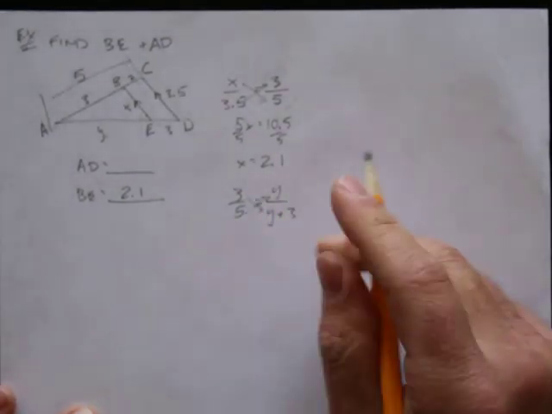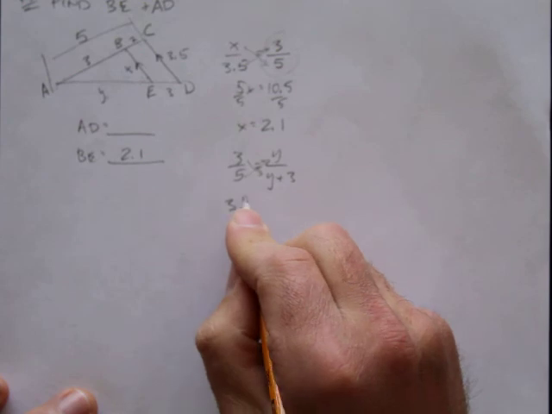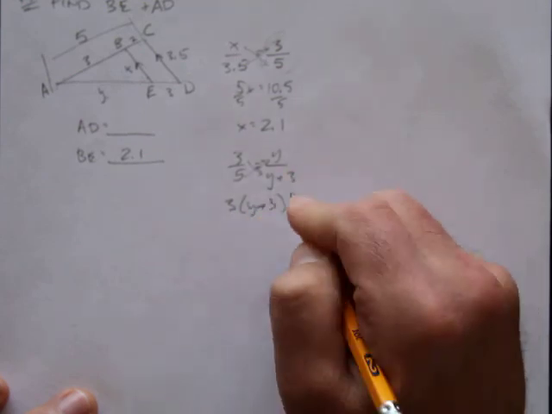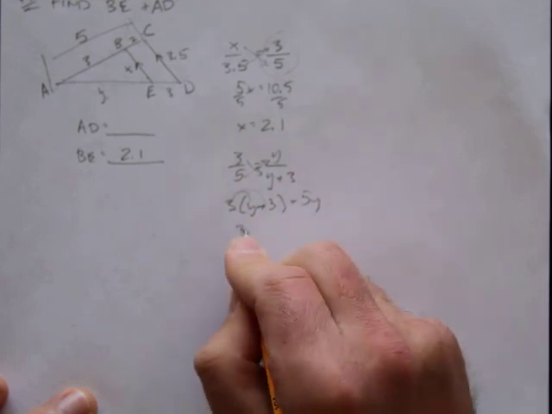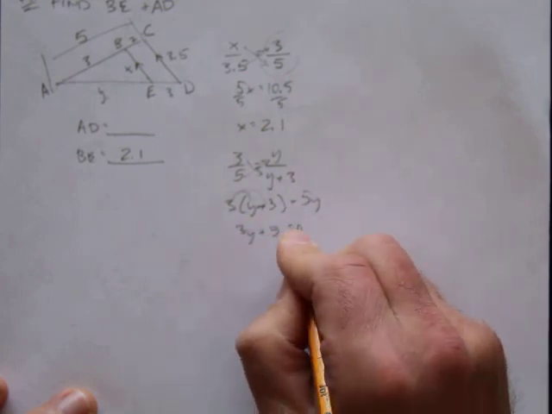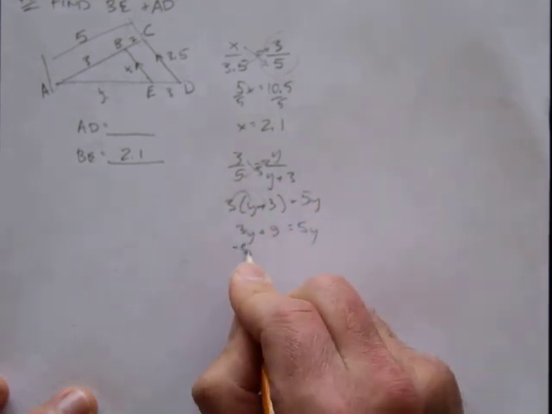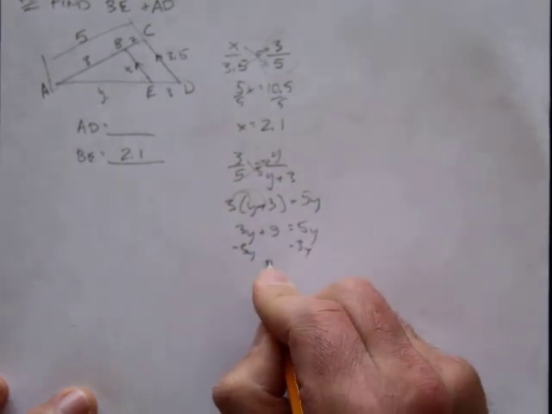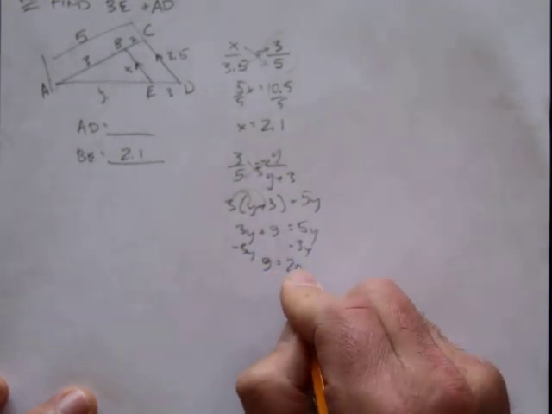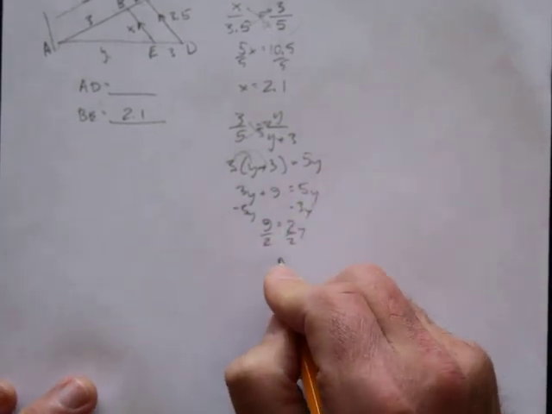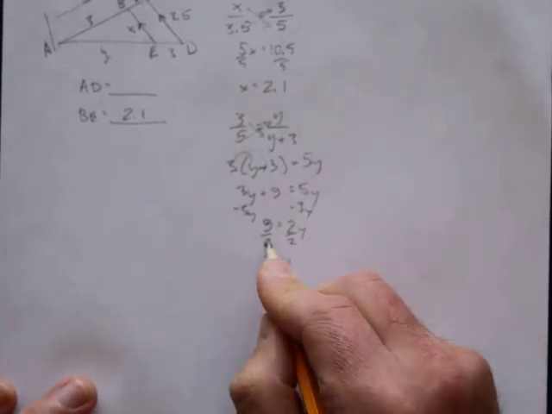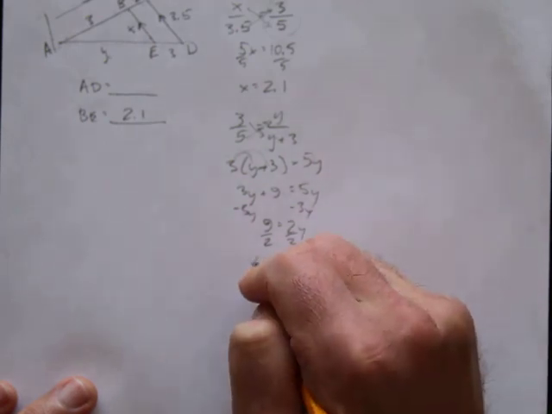Let's cross multiply. 3 times (Y plus 3) equals 5 times Y. Distribute: 3Y plus 9 equals 5Y. Subtract 3Y: 9 equals 2Y. Divide by 2. Y equals 9 divided by 2, which is 4.5.